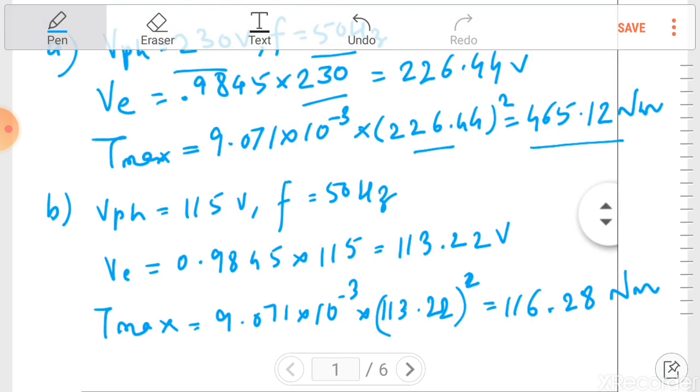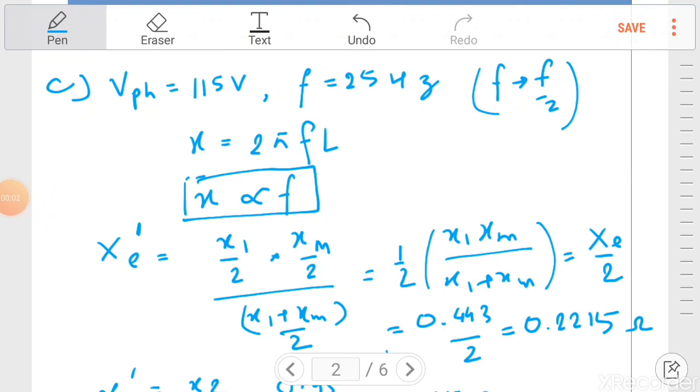Similarly, for option B, V phase is 115 volt. Putting it in the equivalent voltage equation, it is 113.22 volt. Putting this value in the maximum torque equation, the maximum torque is 116.28 Newton meter. It was expected that when phase voltage is reduced to half, maximum torque reduces to 1/4, and we can verify this by the result.